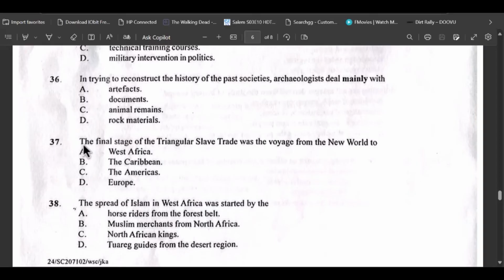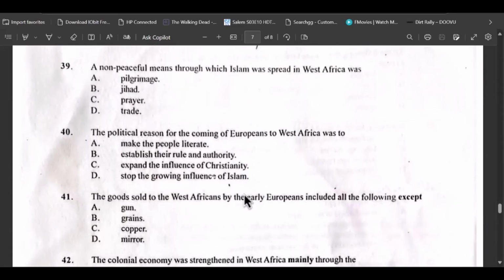37, the final stage of the triangular slave trade was the voyage from the New World to. 38, the spread of Islam in West Africa was started by the. 39, a non-peaceful means through which Islam was spread in West Africa was. 40, the political reason for the coming of the Europeans to West Africa was to.